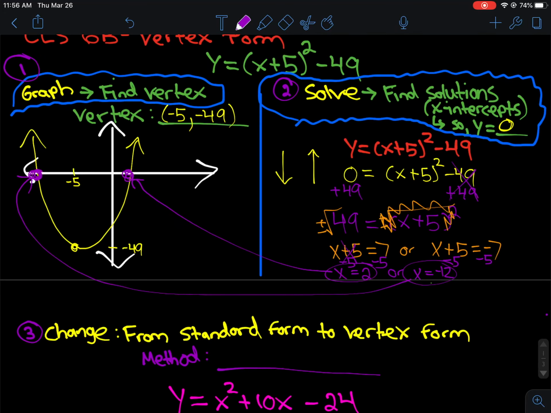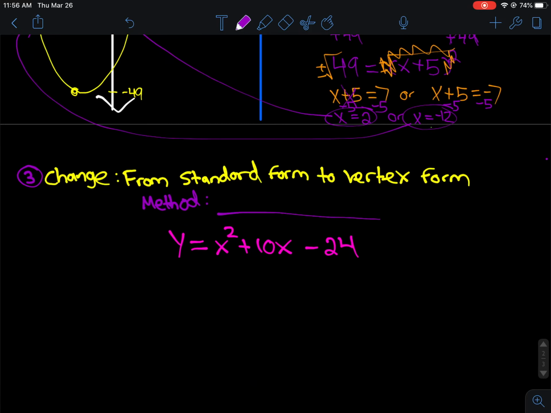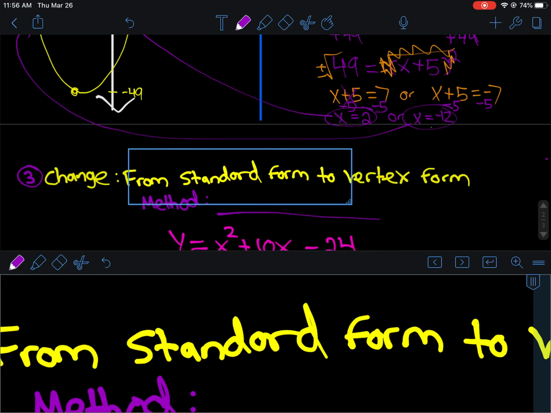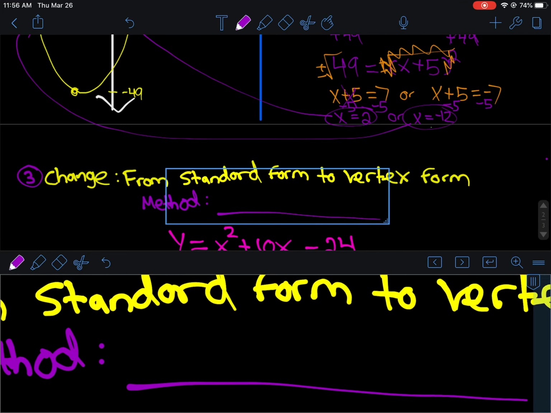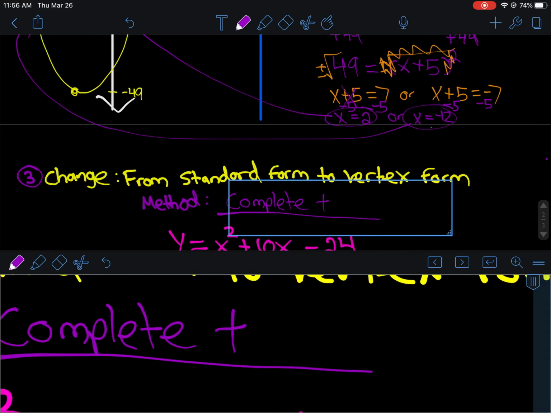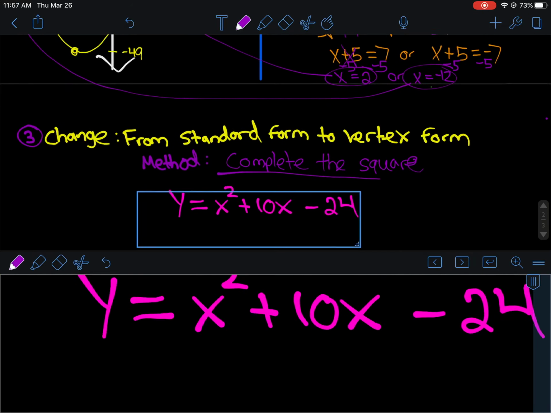So again, we graph, we solve, and then we learn how we can change from standard form to vertex form. Again, if you need to pause, remember, pause it here, write this down first, and then play. You can do that. But again, our method was completing the square. Completing the square helped us change from standard form to vertex form. And again, that was the method.